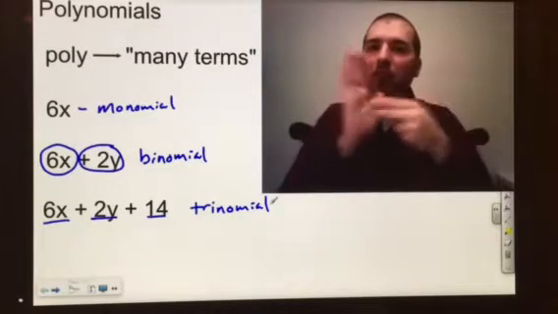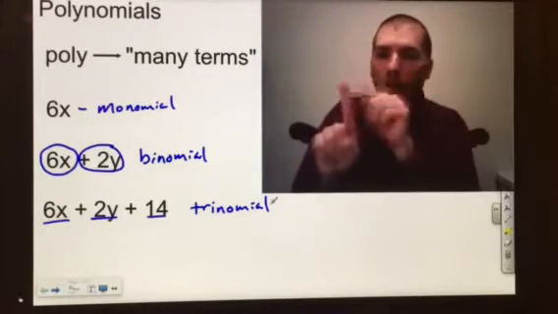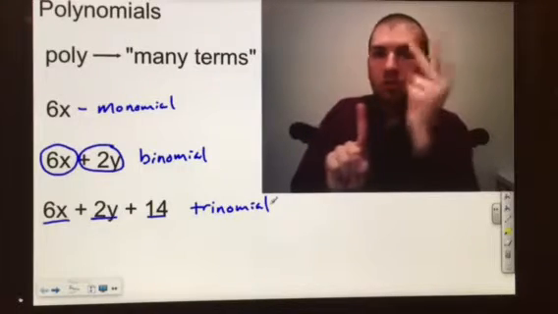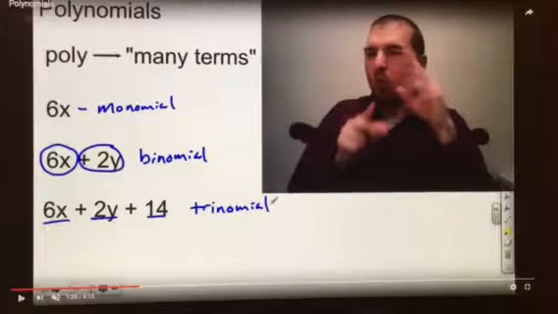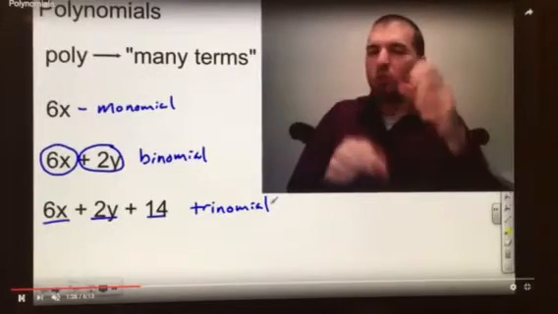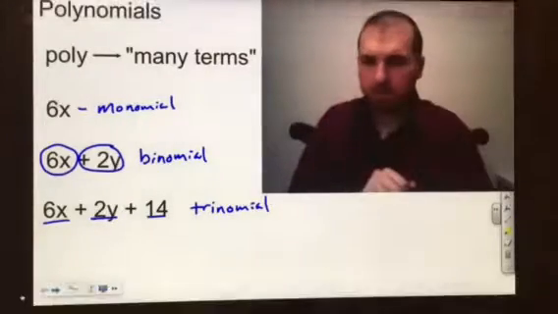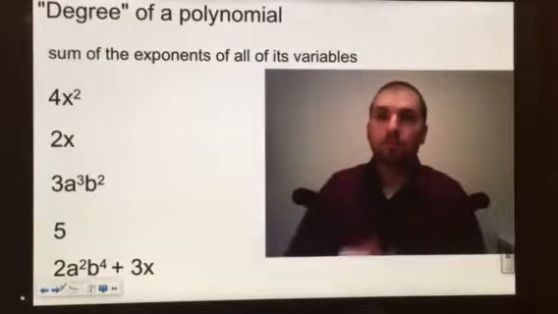We'll go on to discuss the order in which you would put these, and the degree referring to the exponent that is associated with these. And we'll talk about how to label them as well.